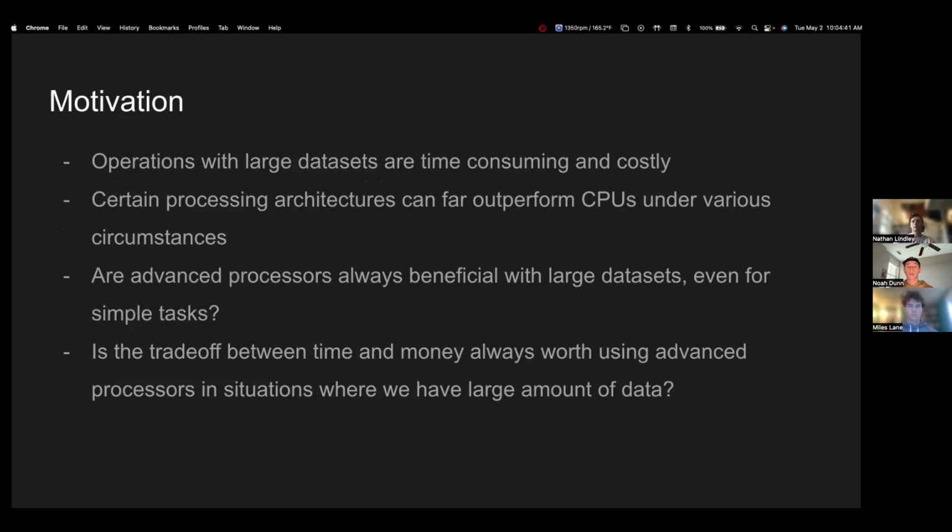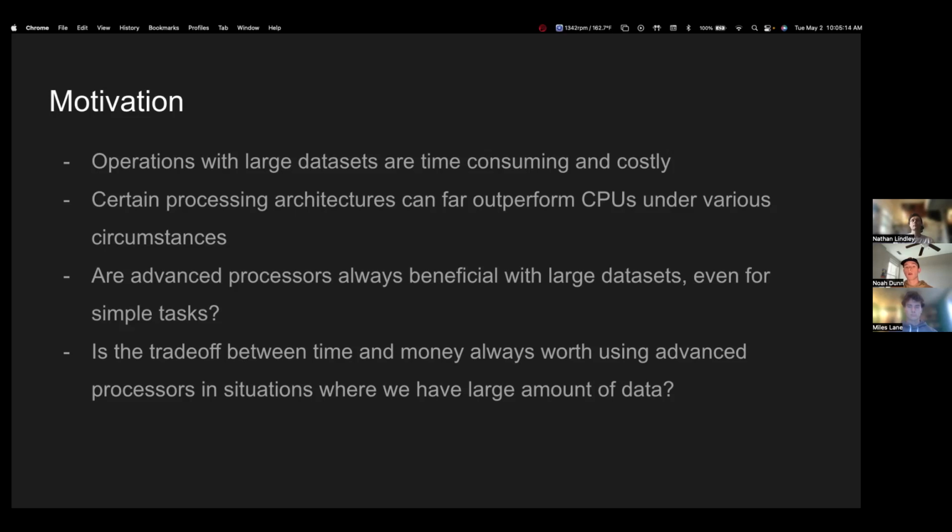So we know that dealing with large data sets can be very time consuming, even when we're working with very simple algorithms or models. When speaking about cloud computing specifically, time translates pretty directly to cost, although costs also vary depending on resources being used. We also know that certain processing architectures can far outperform CPUs under a variety of conditions. So in terms of this project, the other processing architectures being referred to are graphical processing units, GPUs, and Google's tensor processing units, TPUs. So our project had several main focuses regarding the differences between these processors.